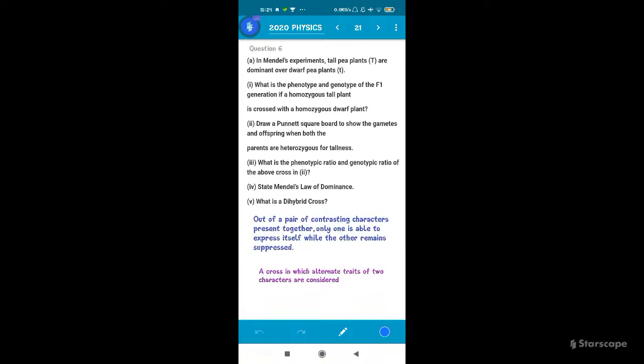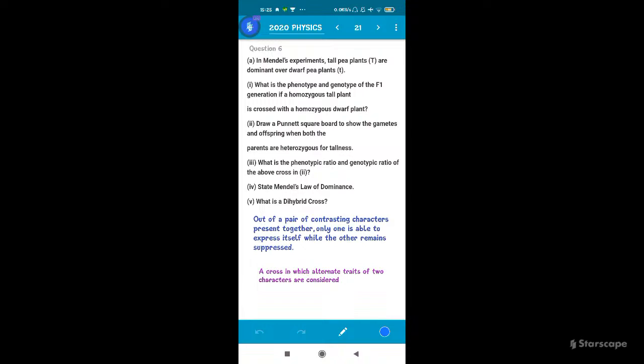Let's move on to the next question now. Question number 6. It is related to the chapter inheritance. Okay. In Mendel's experiment, tall pea plants are dominant over dwarf pea plants. Okay. What is the phenotype and genotype of the F1 generation if a homozygous tall plant is crossed with a homozygous dwarf plant? So either you can write it directly if you are well equipped with the chapter, or you can also make the Punnett square and then you can write the answer. So I am going to help you out and I am going to make the Punnett square and then I am going to tell you the answer.